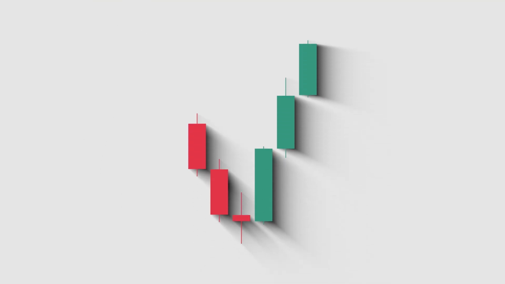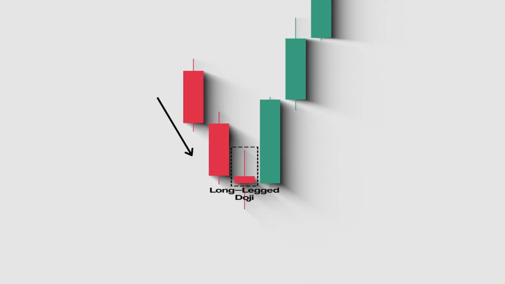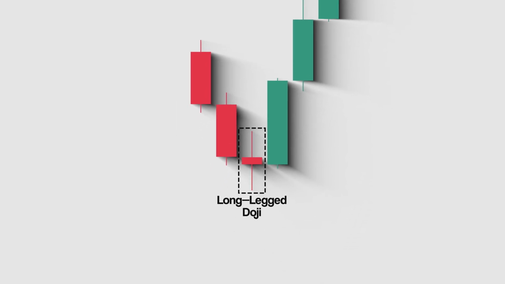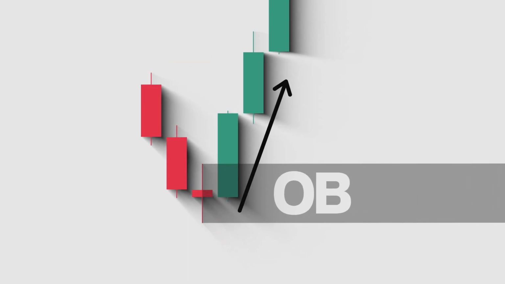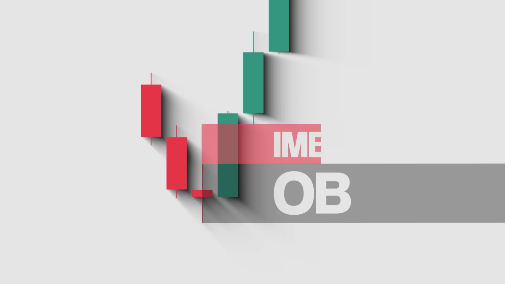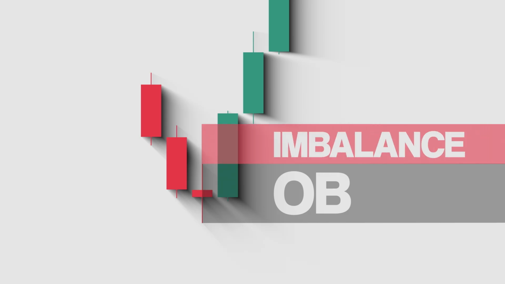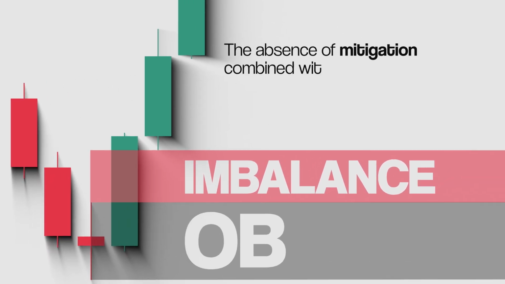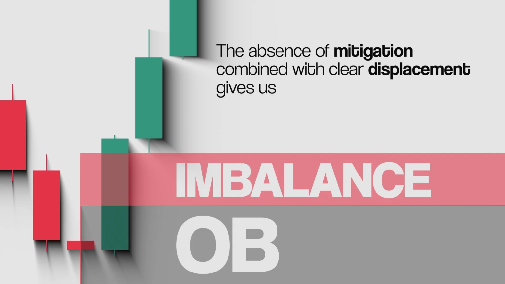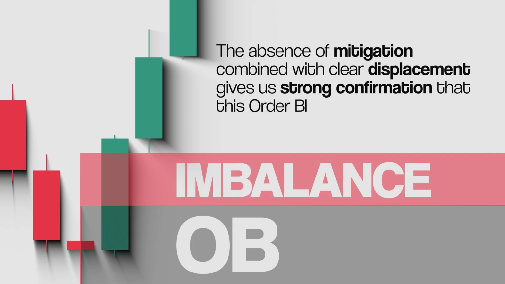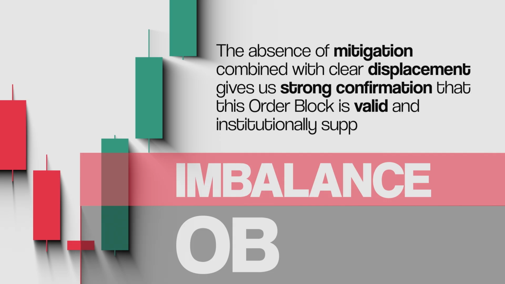In the third scenario, after a bearish move, price forms a long-legged doji candle, signaling hesitation and a potential shift in control. Following this candle, price reverses sharply upward. In this case, we clearly observe a strong imbalance above the reversal, and price does not return to mitigate the potential order block. The absence of mitigation combined with clear displacement gives us strong confirmation that this order block is valid and institutionally supported.